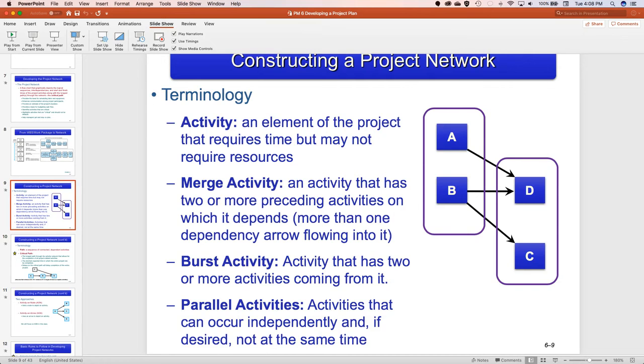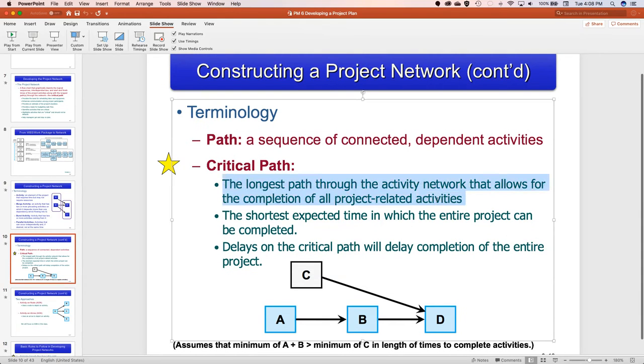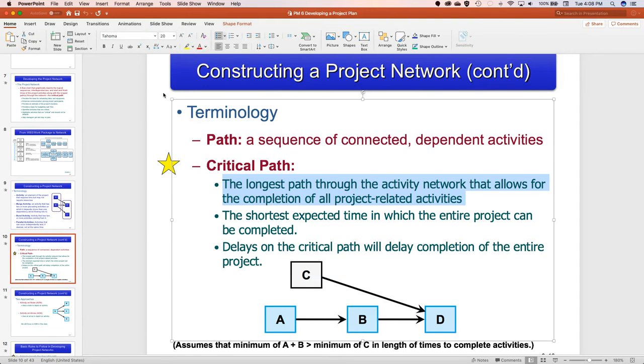Does that help? Okay, so for instance, on this one, I can tell you flat out that you need to know what the critical path is. And the part of that, first off, a path is the sequence of connected or dependent activities. The critical path is the longest path that allows for the completion of all activities. All right, so the critical path is the path that allows for the completion of all activities.